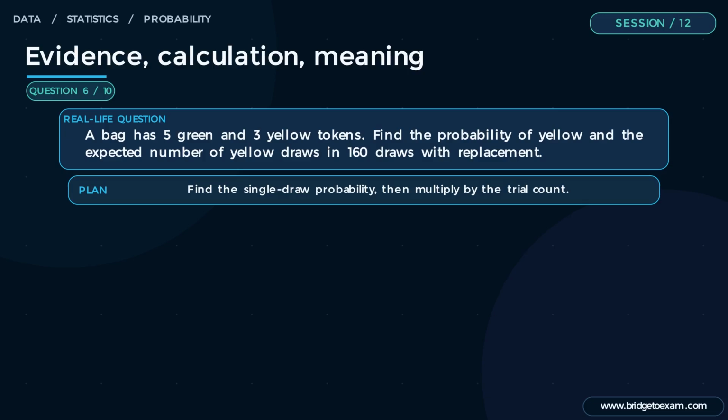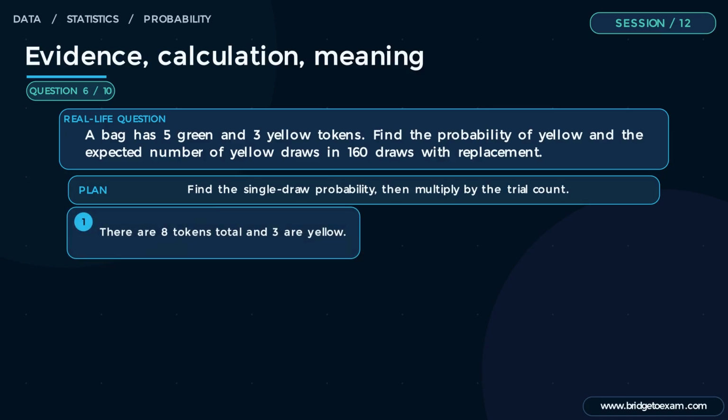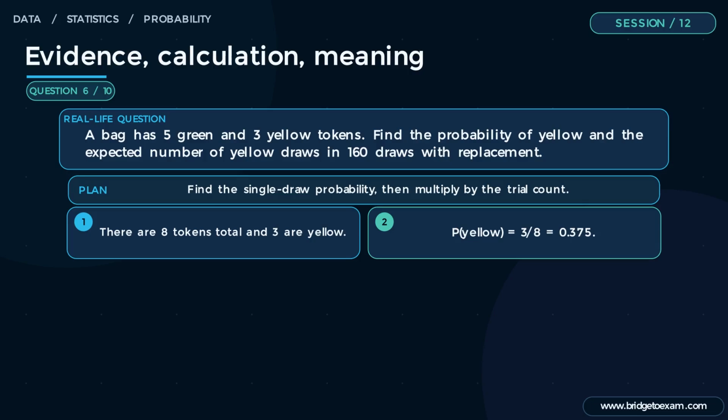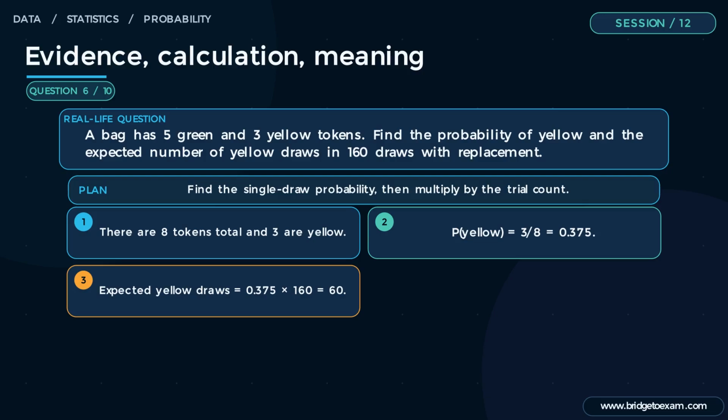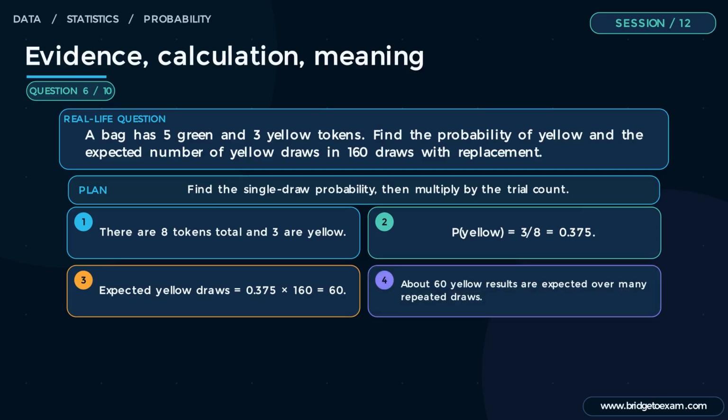Step 1. There are 8 tokens total and 3 are yellow. Step 2. P yellow equals 3/8 equals 0.375. Step 3. Expected yellow draws equals 0.375 times 160 equals 60. Step 4. About 60 yellow results are expected over many repeated draws.